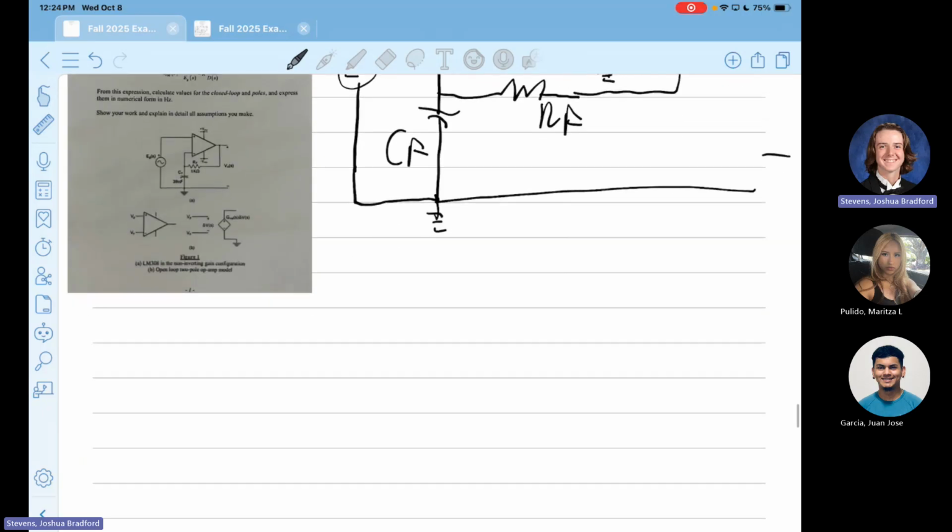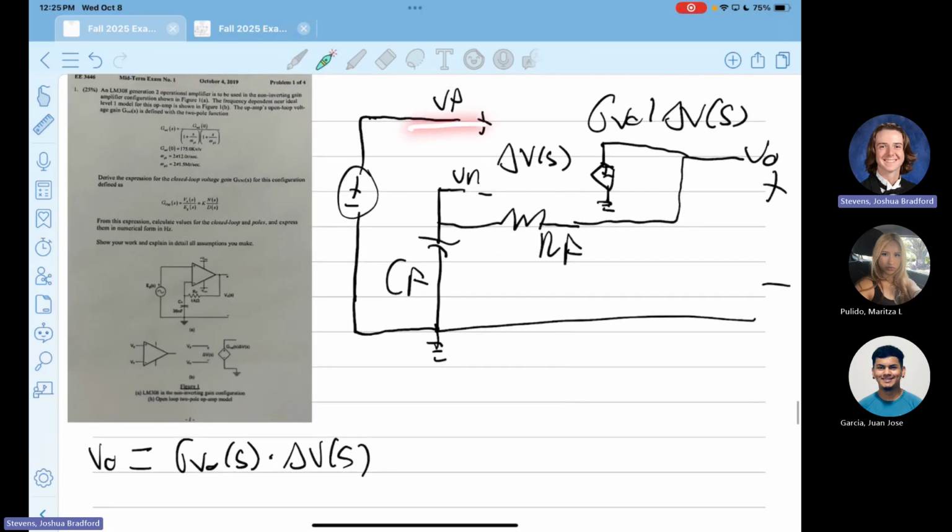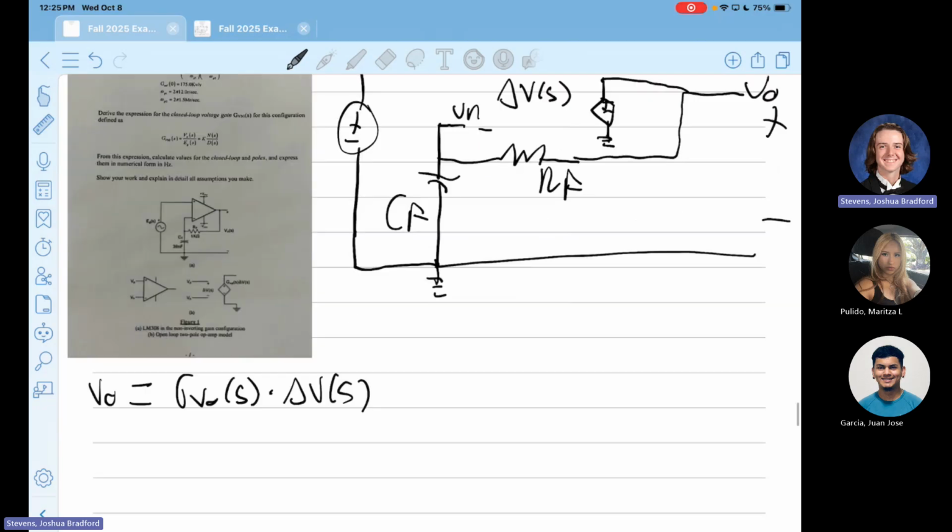So I'm going to start with something I feel like Russell goes over every semester. You can tell me if this looks familiar or not. Your output voltage equals your voltage gain times your delta V of S, as in your change in voltage between your positive and your negative rail. Does that look familiar to anybody? If not, trust me, we'll get there.